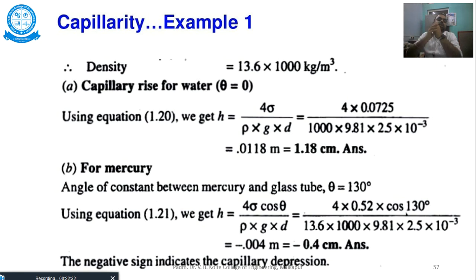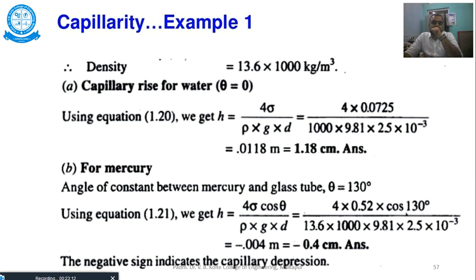Okay, so first of all find out the capillary rise for water, that is theta is equal to 0. So what will be the equation here? H is equal to 4 sigma by rho g d. H we have to find out. 4 will be constant. Sigma value is given as 0.0725. Rho 1000 as is constant for water, multiplied by g is also constant 9.81, multiplied by d is given here 2.5 into 10 raised to power minus 3. So from that we will get the capillary rise as 0.0118 meter, or in terms of centimeter it will be written 1.18.